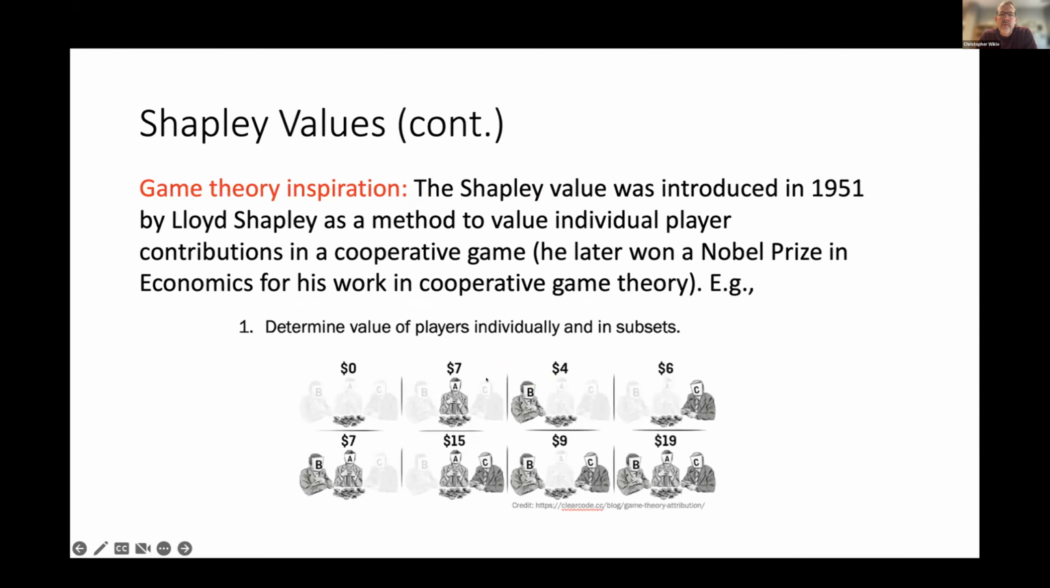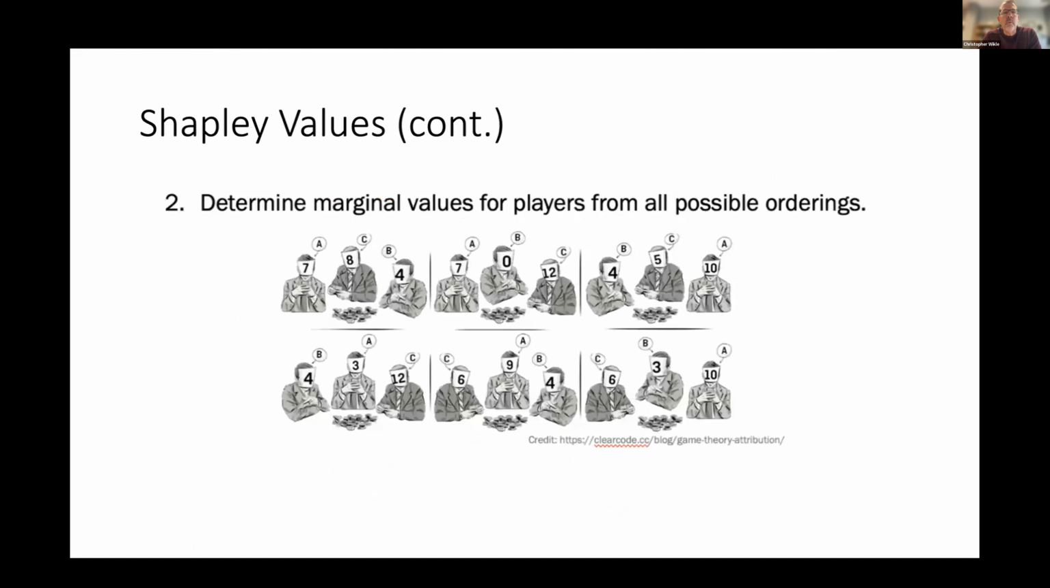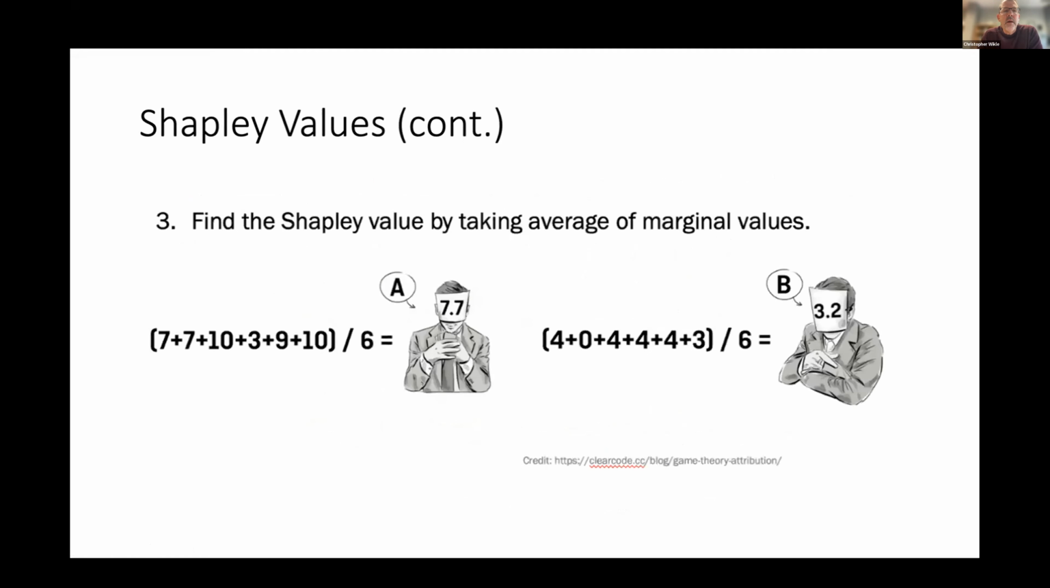So the idea is, if you determine the values of players in a game individually and in all the possible subsets, and we'll talk about this at some point, you have to have a value function that you can assign to these things. But once you do, then you can determine the marginal values for the players from all the possible orderings. And so you can see, depending on which orders they are, they may be playing the game differently, but there's still a value associated with that. And then the Shapley value is just taking the average of these marginal values. And so we can see that player A, for example, has more marginal value than player B does in this particular game.